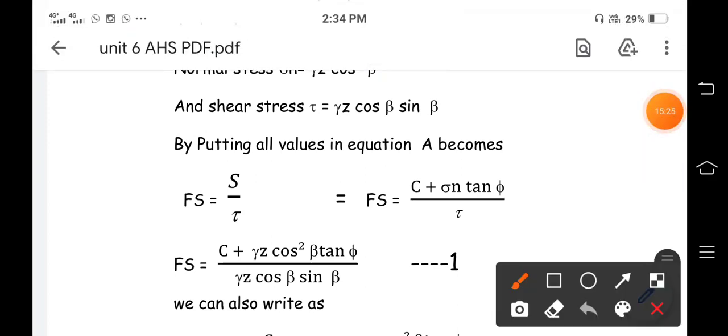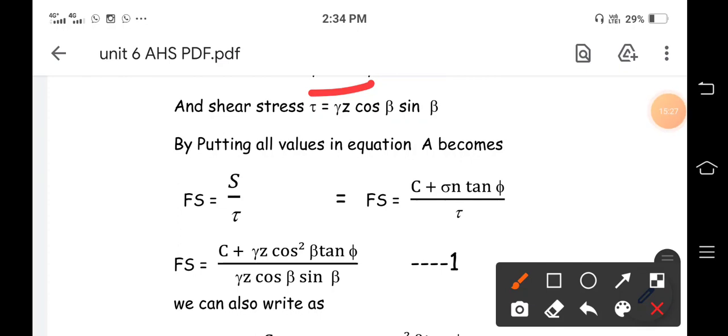Sigma n is gamma z cos square beta, along with tan of phi, upon the value of tau, that is gamma z cos of beta sin of beta. Okay, gamma z cos of beta sin of beta.